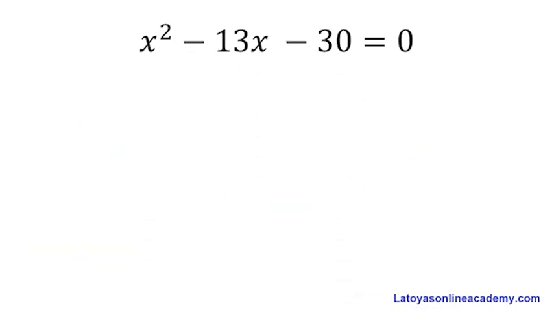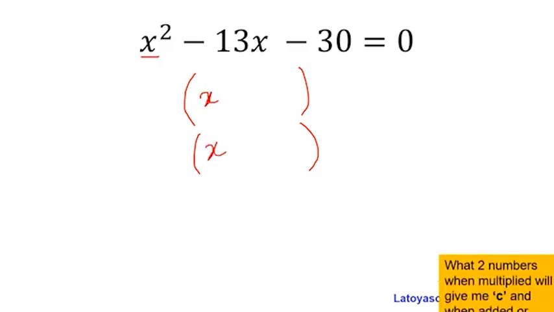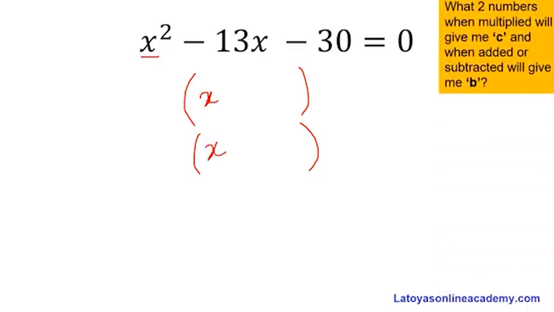Let's do another example. We have x squared minus 13x minus 30 is equal to 0. So what can we multiply to give us x squared? It's going to be x multiplied by x. Now I'm going to ask myself, what can I multiply to give me 30 and then add and subtract to give me minus 13? So we want to list all the factors and decide which one we should use.